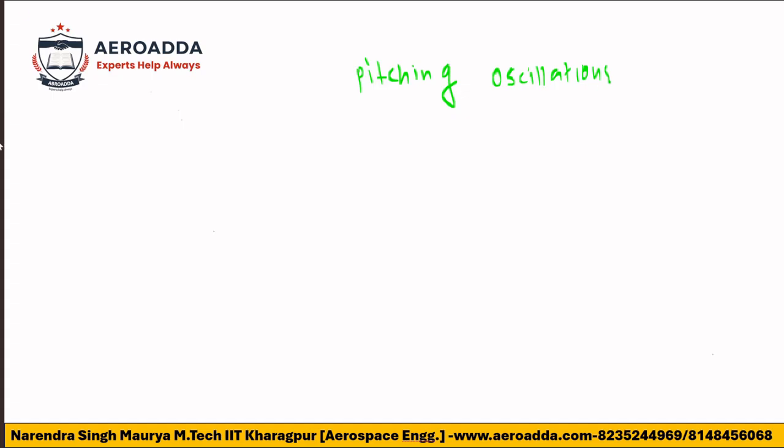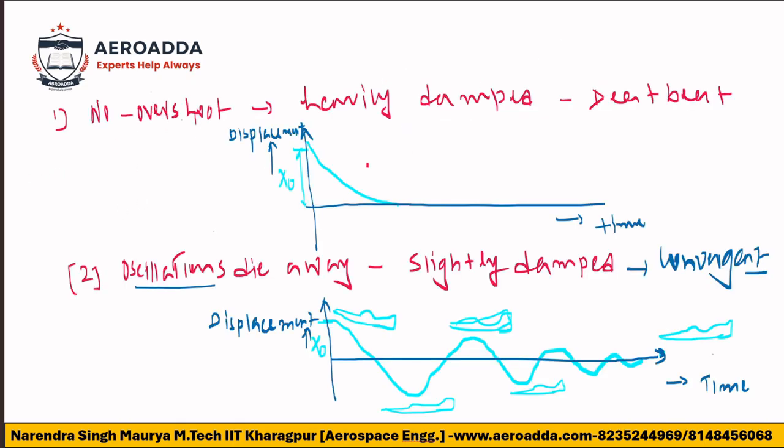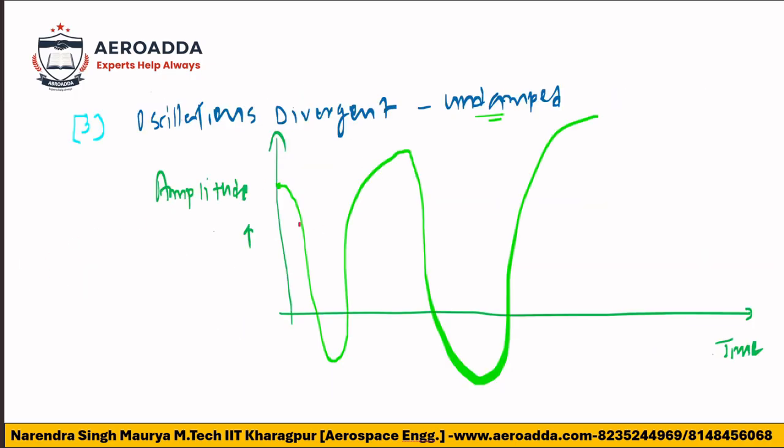Types of oscillation we have. If I'm talking about oscillations, what I'm going to discuss is the second one. The first is not possible, it is very impractical. The third is possible, but again it is not desirable for our aircraft because it is an unstable condition. So the third is possible, but not desirable.